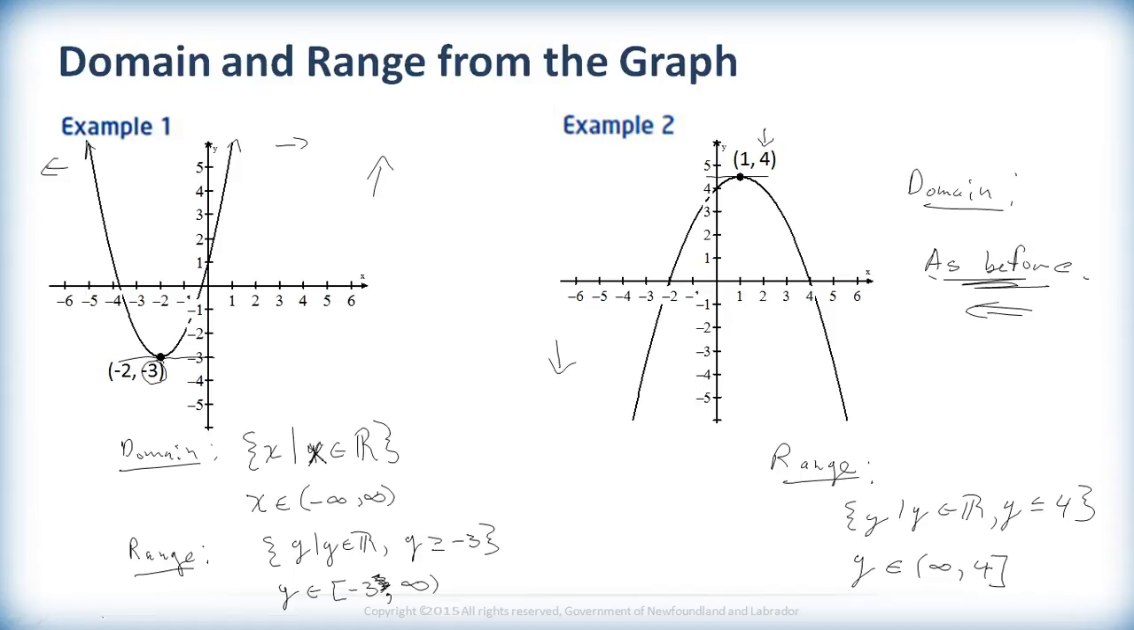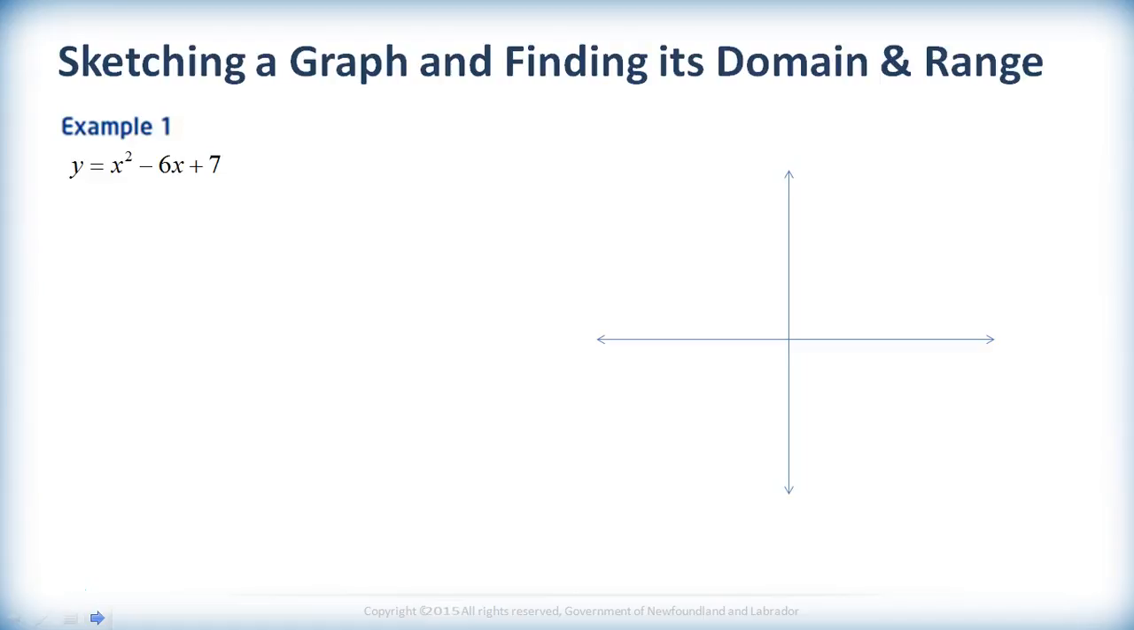Okay, good stuff. Now, what happens if we want to start right from an equation? Often you'll get a domain and range question, and it'll say, here's the equation, what's the domain, or what's the range? So let's see what we've got. If we're going to draw a graph, the first thing we want to get is a vertex. So let's get a vertex here.